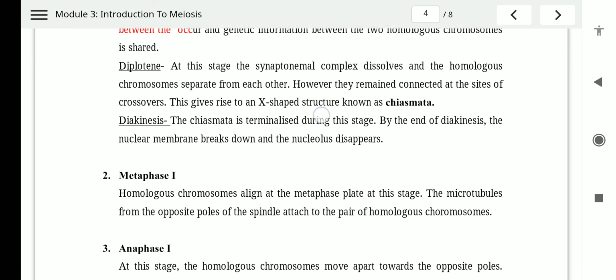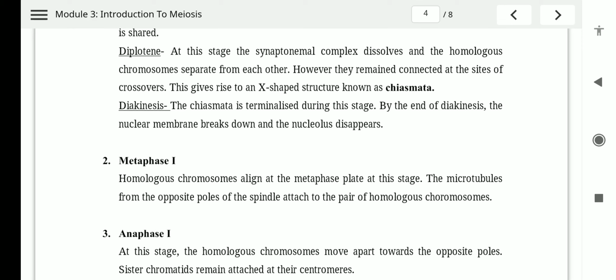Then the second stage of meiosis 1 is metaphase 1. In metaphase, the homologous chromosomes align at the metaphase plate at the center, at the equator, and the microtubules from the opposite poles of the spindle attach to the pair of homologous chromosomes. It means in metaphase, the pair of homologous chromosomes attach with the spindle fibers at the middle, the equator site.